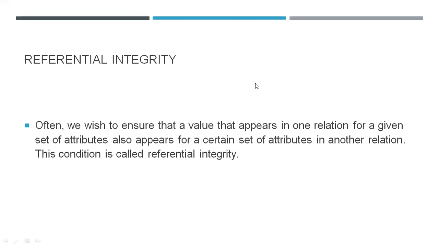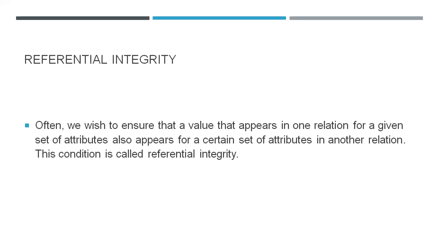Next is referential integrity. You know what is meant by referential integrity. It is nothing but referring to a particular record from some other table. Often, we wish to ensure that a value that appears in one relation for a given set of attributes also appears for a certain set of attributes in another relation. This condition is called referential integrity. That means referencing a particular record from one table to the other table. Whenever a reference is there, proper integrity must be maintained.